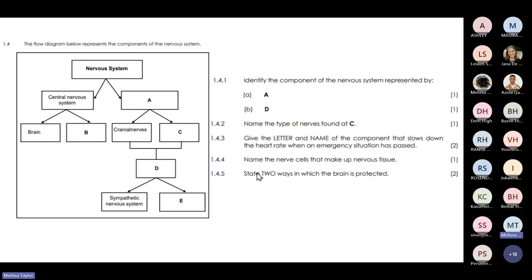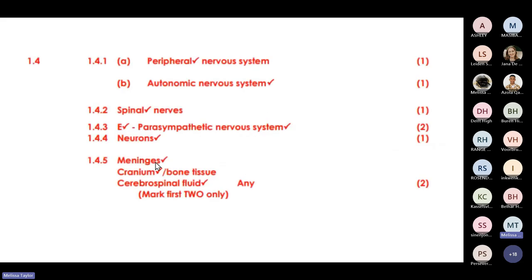There, I'm going to put the memo up for you now so that you can have a look at what the options are. We've got meninges, which are the membranes that surround the brain. There are three layers of meninges, but we don't need to know the separate names. We just need to know them as a whole, the meninges. Then you've got your actual bone of your cranium that protects your brain. And then you've got your cerebrospinal fluid, which is the liquid that bathes the brain and is inside the spinal cord. So any two of these.